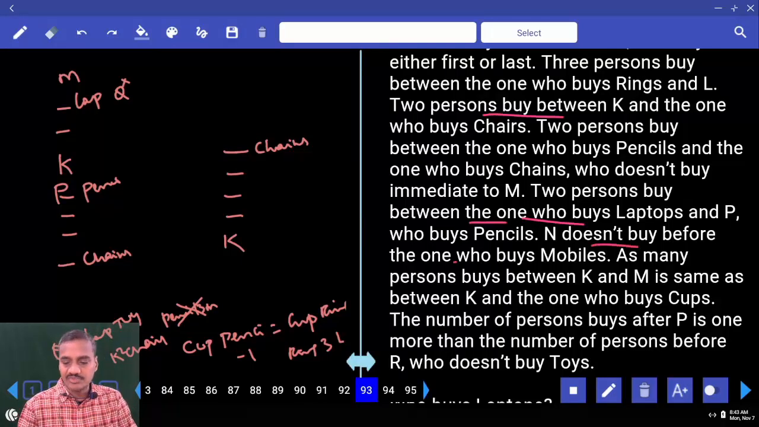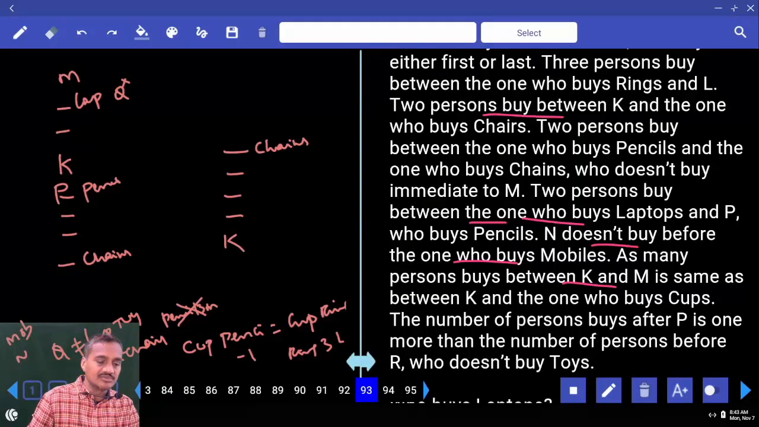N does not buy before the one who buys mobiles. That means N must be after the one who buys mobile. Tell me, who is after mobile? N. And as many persons between K and M, K and M, how many? There are 2 people. Same as K and cups. Now between K and cups, we need to have exactly 2 people. Where can cups be? There are 2 possibilities for these cups. Cups can be here, and K and cups, or cups can be here.